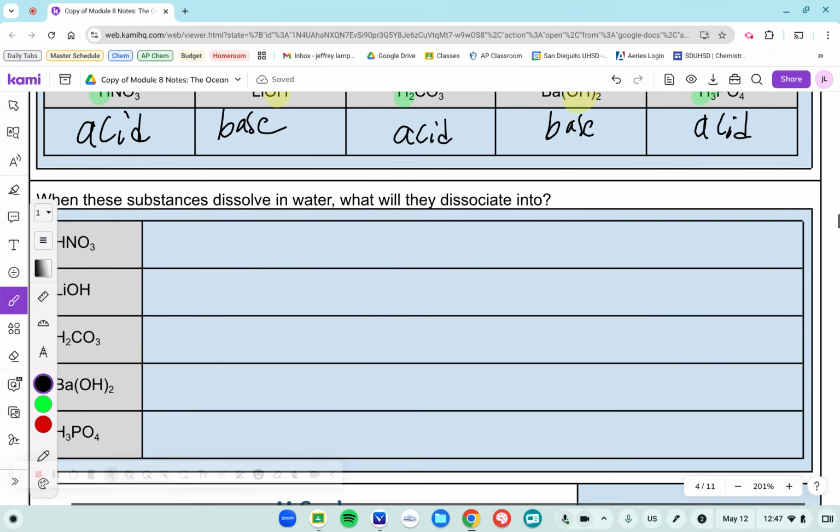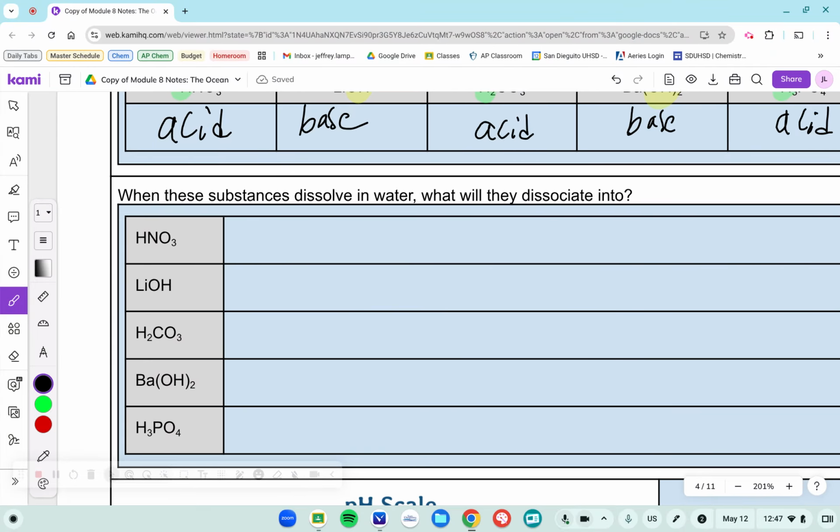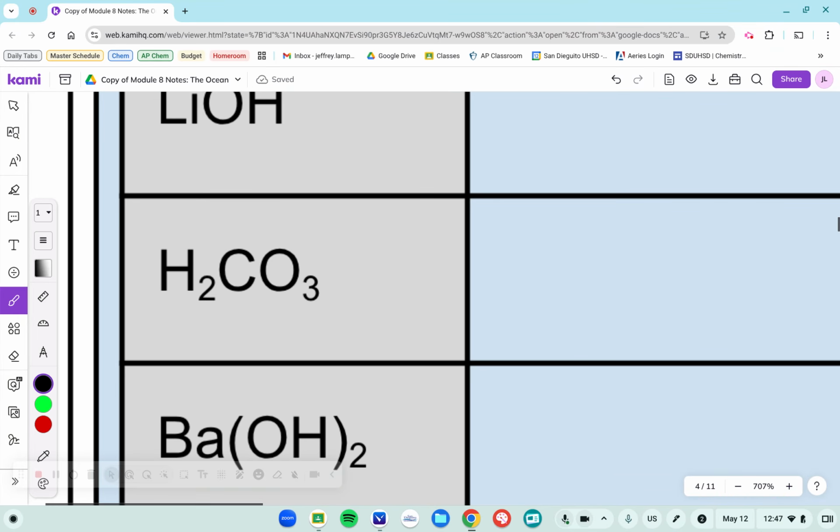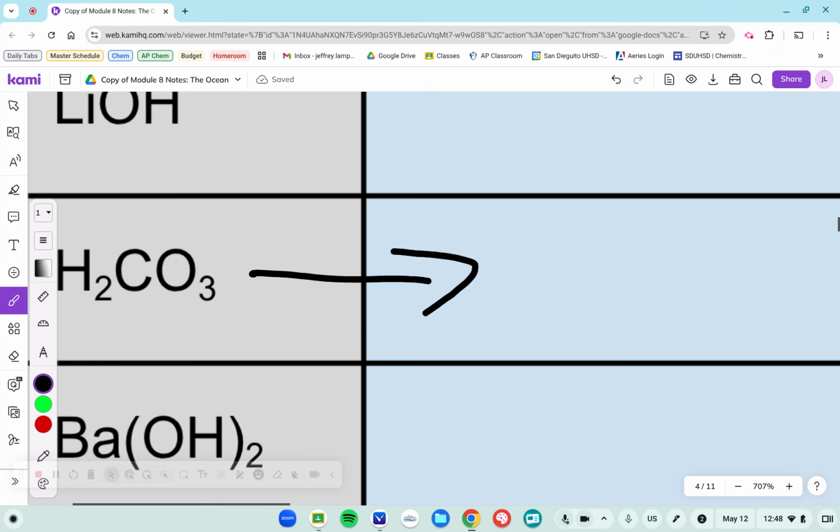All right. So now let's talk about what will happen when these dissociate, okay? So when we do this, I'm going to do two of these for you, one acid and one base, and then you are going to do the other ones. All right? So we're going to start here with H2CO3. Now, just based on the formula, is this an acid or is it a base? Acid. Okay? So we know that acids make H+. So when I write out our reaction here, I'm first just going to draw an arrow. Right? So H2CO3 is going to turn into an H+.